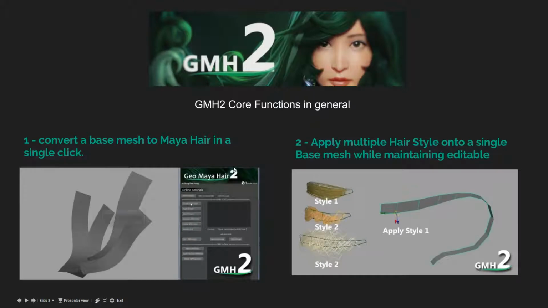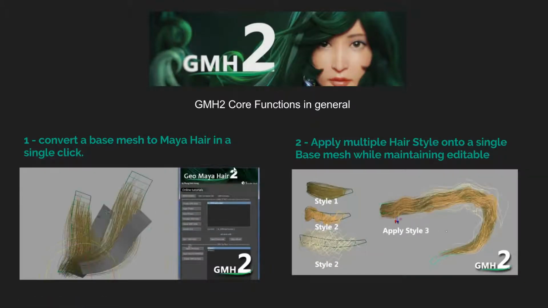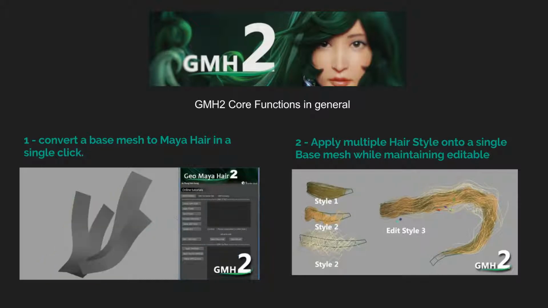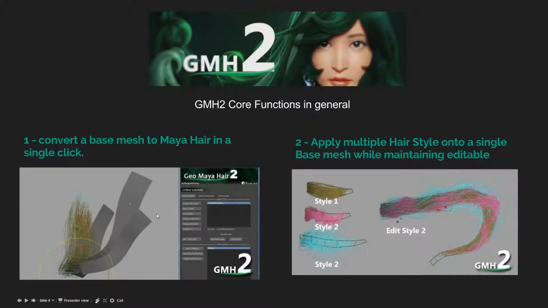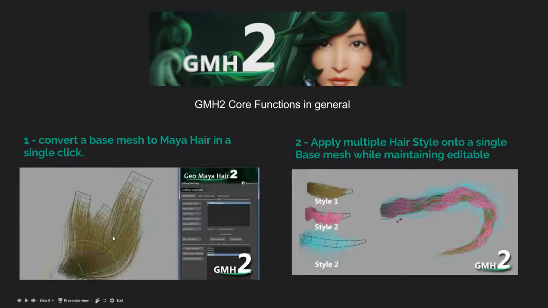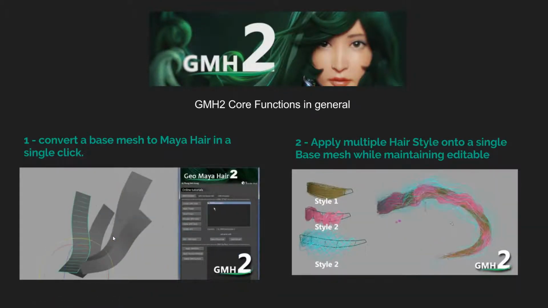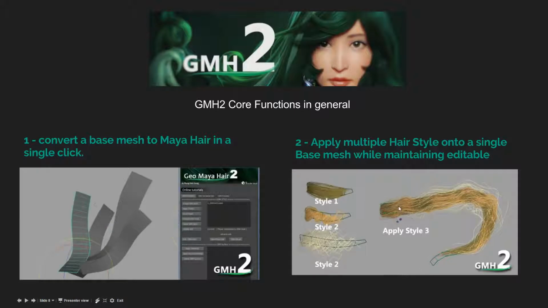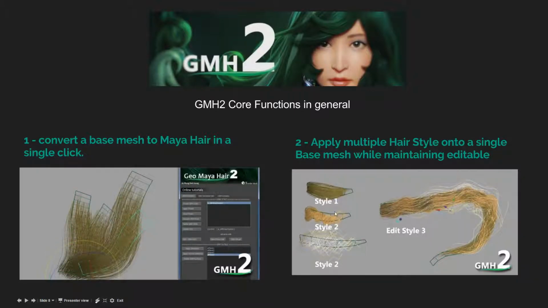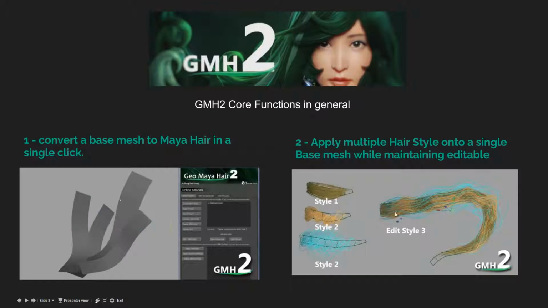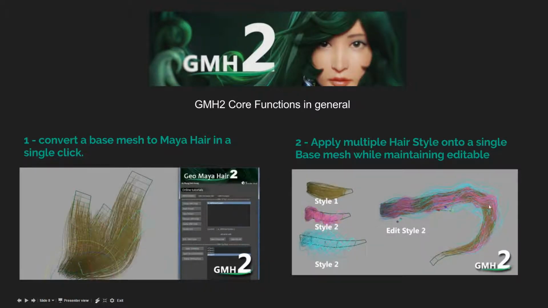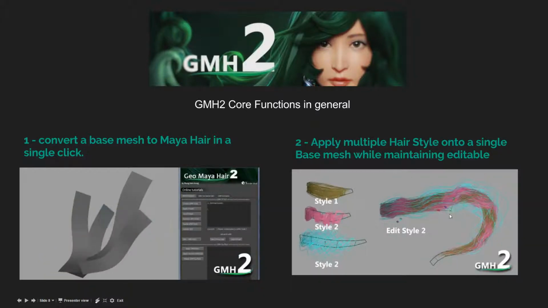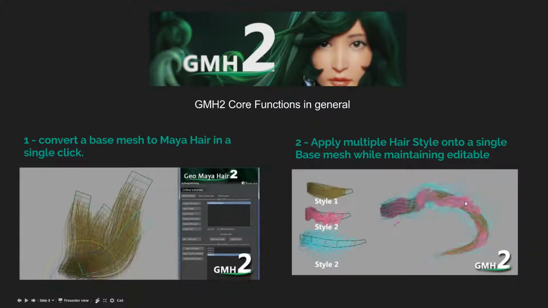First of all, let me show you the most important core function of GMH2 in general. Basically, it can convert a polygon mesh into Maya hair with a single click, like you can see down below here. It can also apply and convert multiple hair systems onto a single mesh while maintaining the editability of the polygon. As you can see here, there are 3 different styles of Maya hair applied at the same time to a single polygon surface, and you can still move or edit this surface to make changes to your hair model.